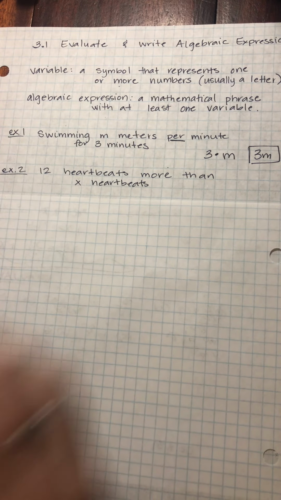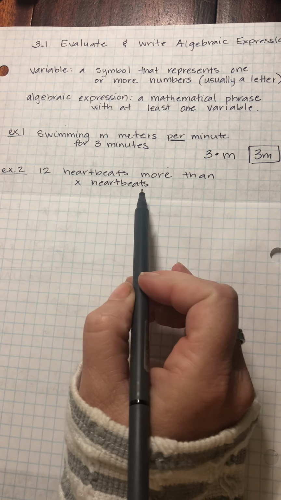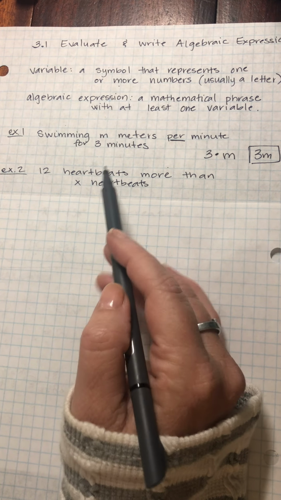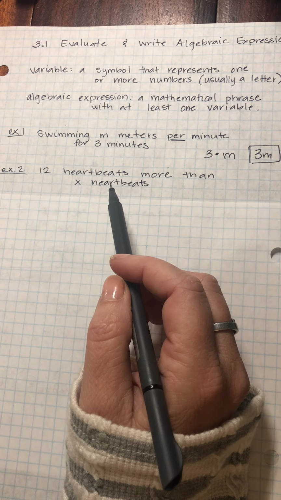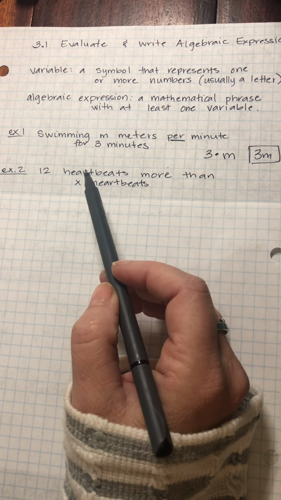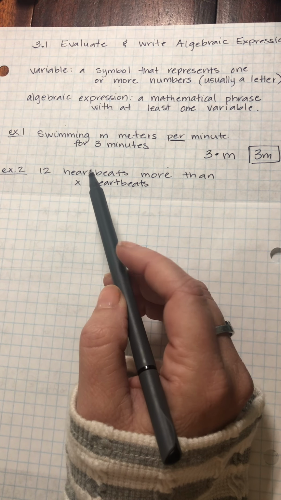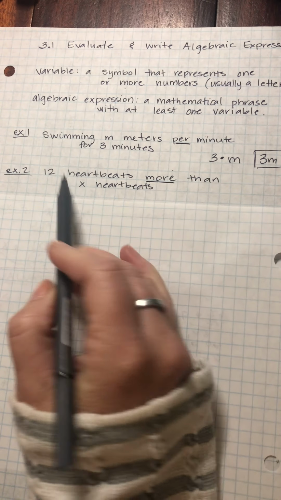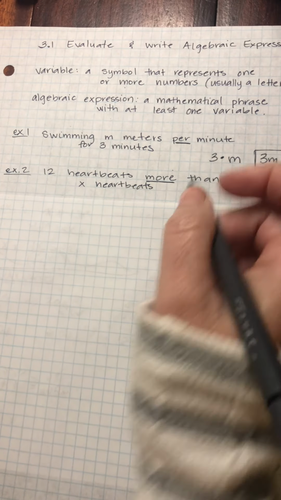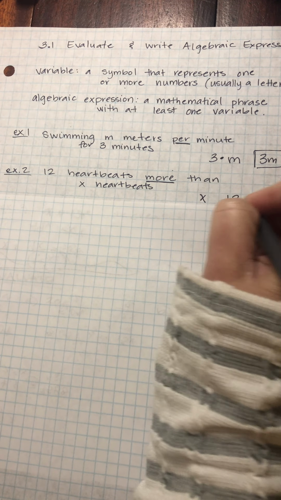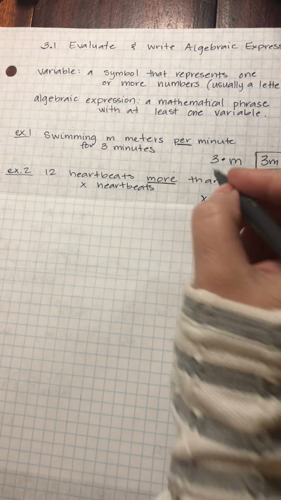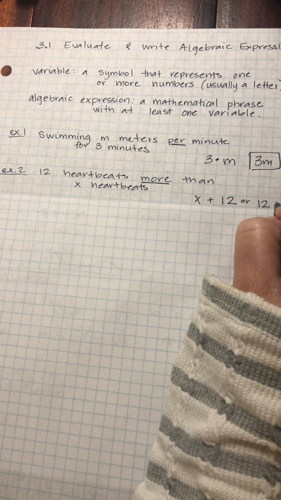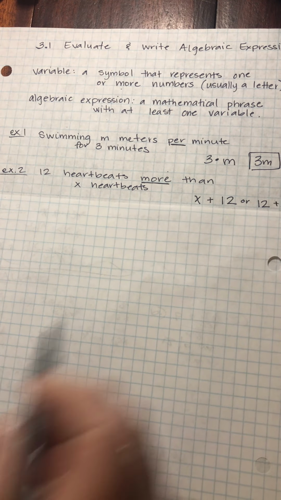Example 2. 12 heartbeats more than X heartbeats. So sometimes, you know, if you are in any sort of sport, you have a resting heartbeat, and then when you're working out, your heartbeat's faster, okay, because it's pumping all of your muscles and blood harder. So in this case, our keyword is more, and our number is 12, and we have X. So we know that we're going to be using X and 12, and more, our keyword, means plus. Okay, and in this case, the order does not matter in addition, so either of those would be good answers.